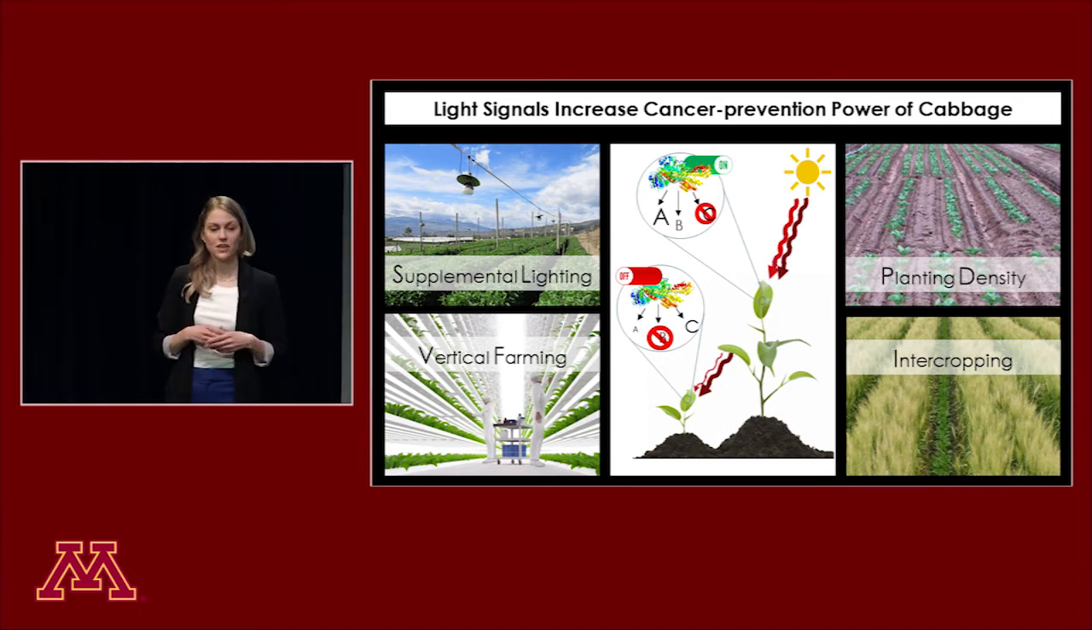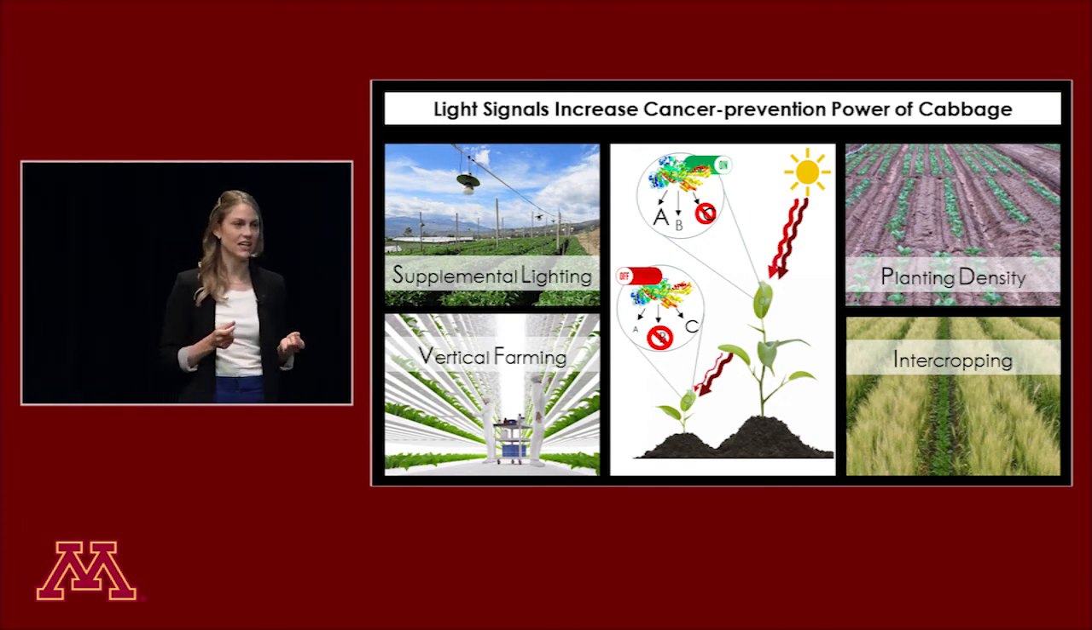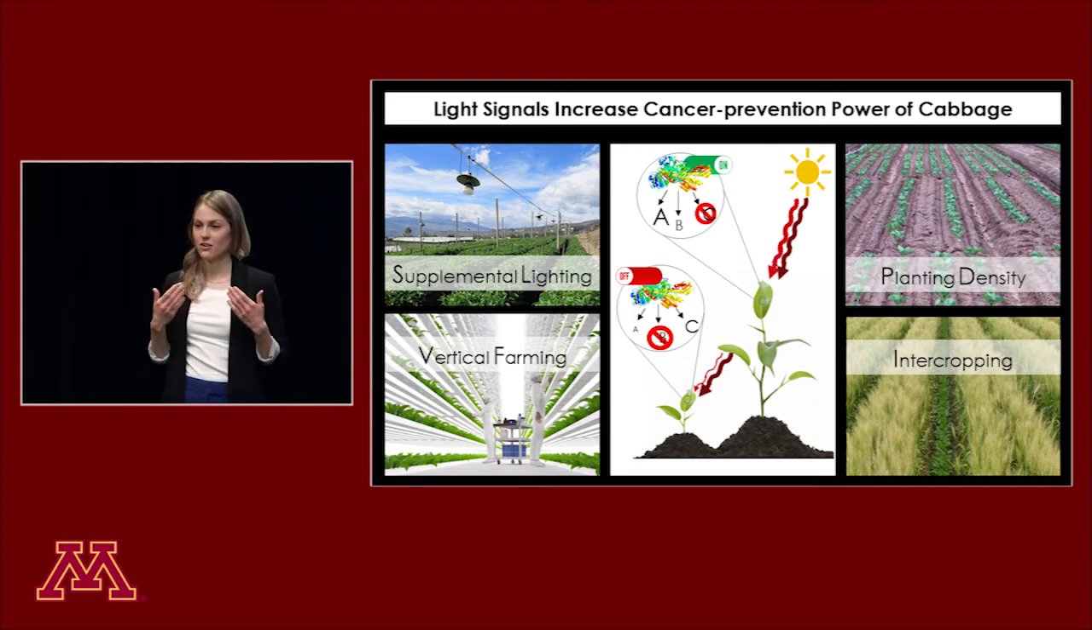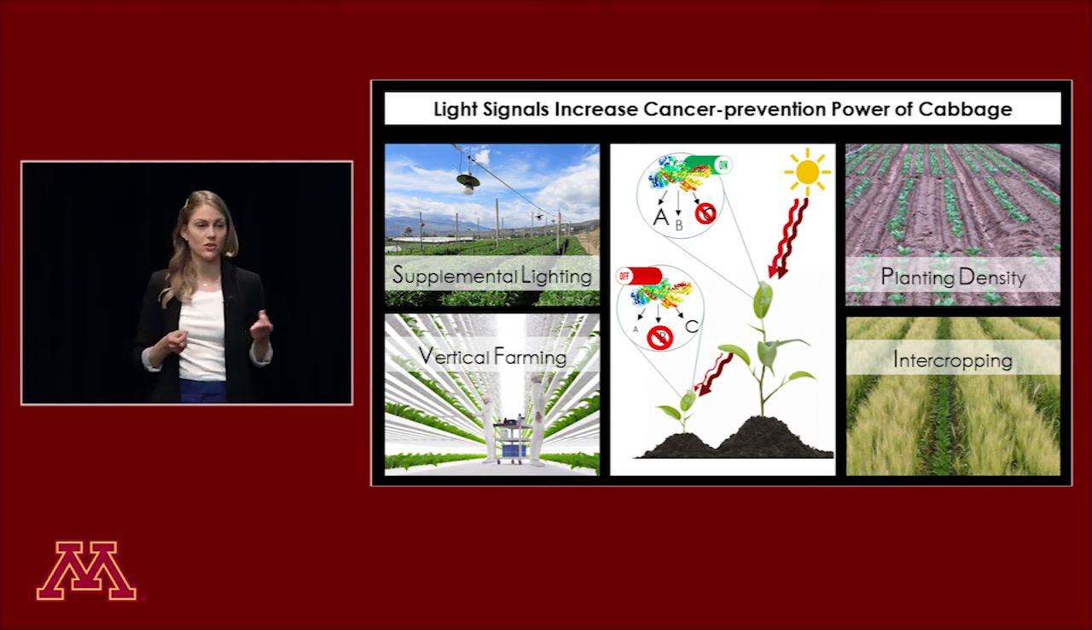We can alter the production system, which is how a plant's grown from seed to harvest, to grow cabbage that's better at preventing cancers. Cabbage makes this molecule. It's called glucobrassicin. And the more of it we eat, the better our cells are at stopping cancer. And this molecule is so important that it's actually used in cancer prevention studies by medical researchers.